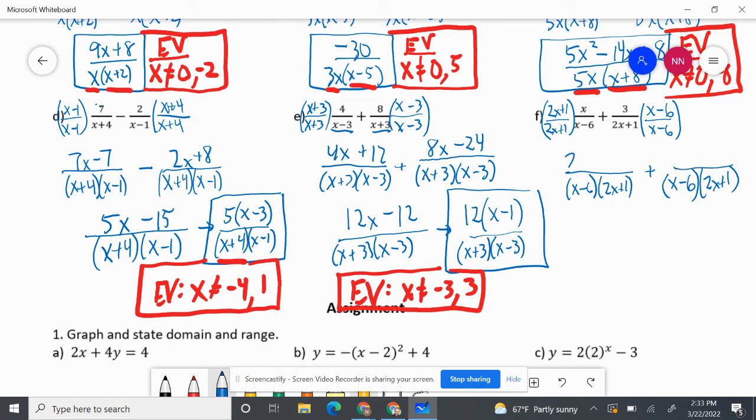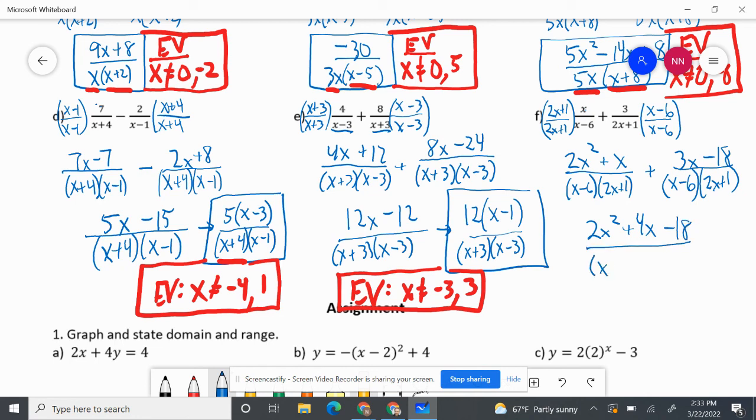x times 2x is 2x squared. x times 1 is x. 3 times x is 3x. 3 times negative 6 is negative 18. I'm going to look for my like terms. So I have a 2x squared. I have an x plus a 3x, which is a 4x. And then I have a negative 18.